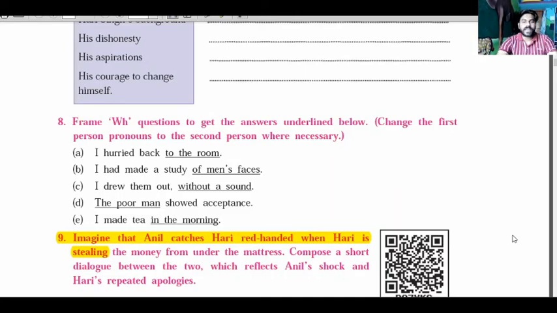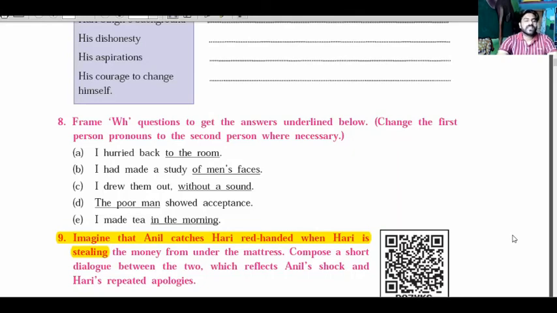Where did you hurry back? Where? To the room. Okay, I had made a study of men's faces. What did you study? Men's faces. Then I drew them out without a sound. Then how did you draw them out? How did you draw? It is without a sound.